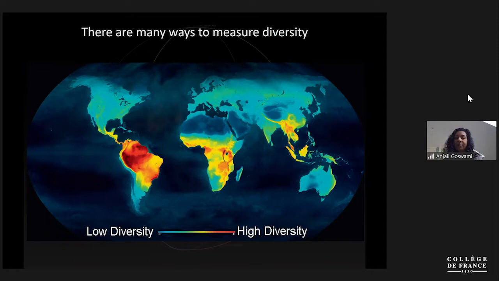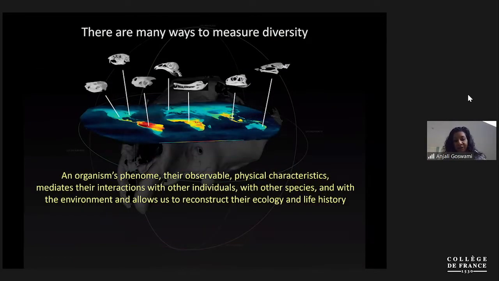Now, all of those examples that I just told you about are talking about species diversity, how many species are in these different bins that we are looking at. But there are, in fact, many ways to measure diversity. And the way that I think about diversity is actually quite different. I don't think about species numbers. I think about diversity of form or diversity of anatomy, or what we would call morphology.